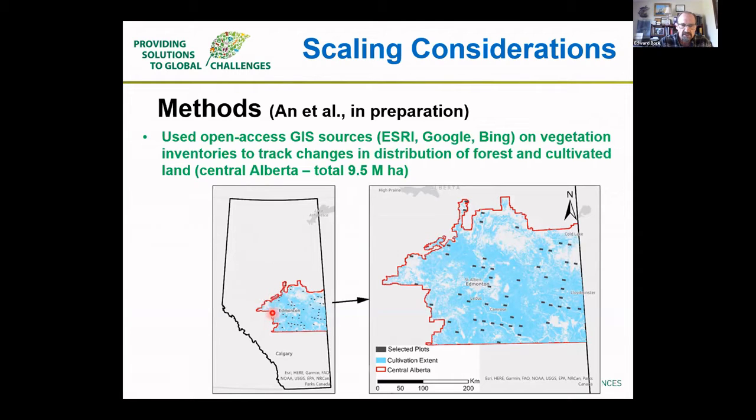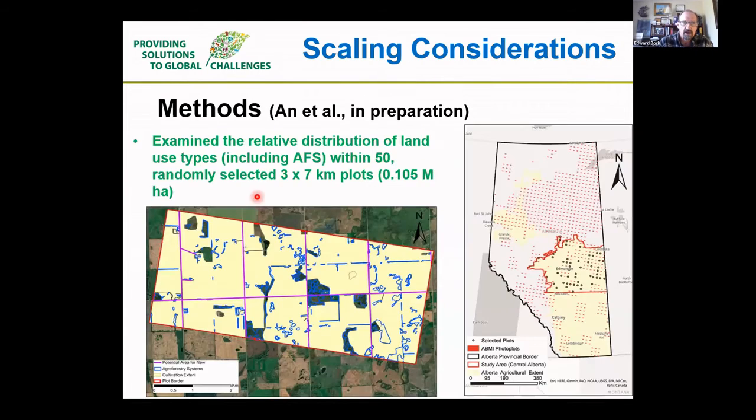It's basically from west of Edmonton to the Saskatchewan border, and from roughly Red Deer north to basically the boreal forest. So you think up to about Barrhead and Athabasca, Smoky Lake, and so on. And so we're looking at a total area somewhere around 9.5 million hectares is the agricultural footprint within that area.